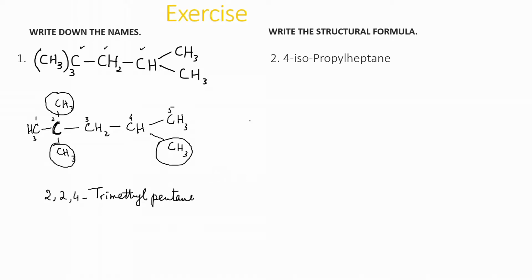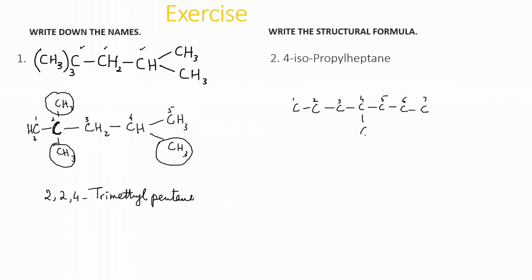Next, we have to write the structure for 4-isopropyl heptane. So heptane means you will draw a chain of 7 carbons: 1, 2, 3, 4, 5, 6, 7, and number them: 1, 2, 3, 4, 5, 6, and 7. And now see the groups that are attached to it. At carbon number 4, sorry, the name is 4-isopropyl. So at carbon number 4 we have isopropyl group.